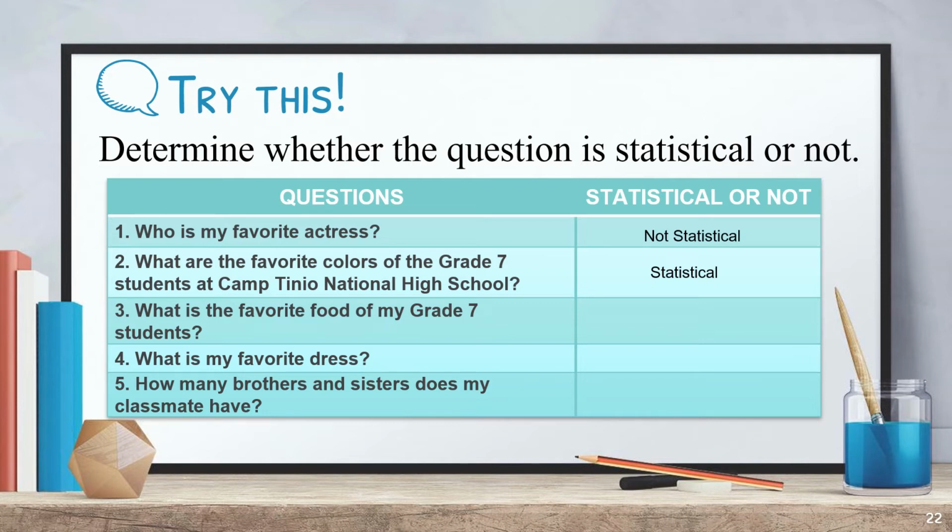Number 3, what is the favorite food of my grade 7 students? The answer is statistical because it has many answers. Number 4, what is my favorite dress? The answer is not statistical because it has an exact answer. And number 5, how many brothers and sisters does my classmate have? The answer is not statistical because it has an exact answer.